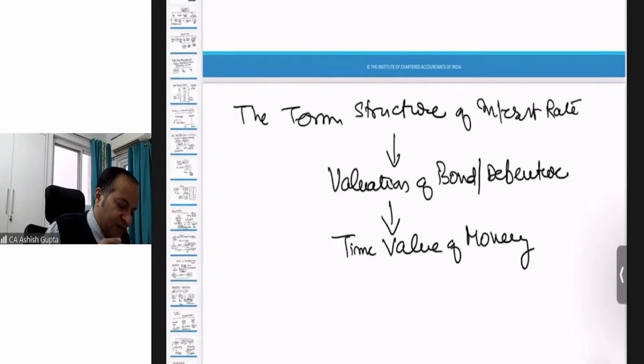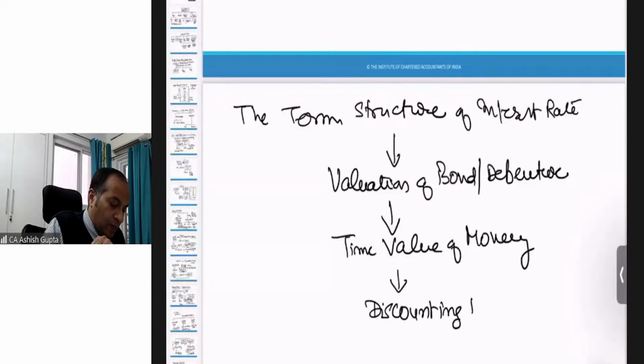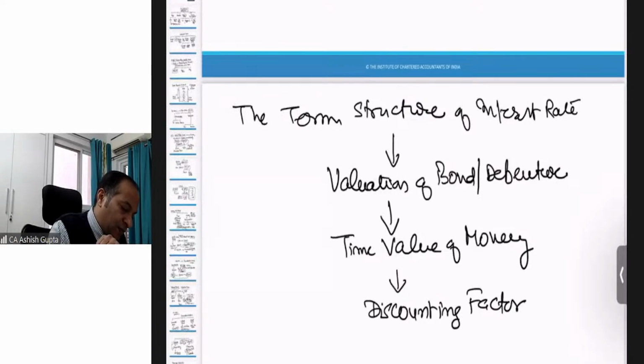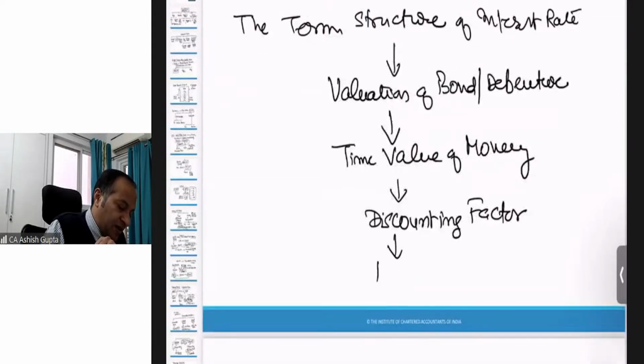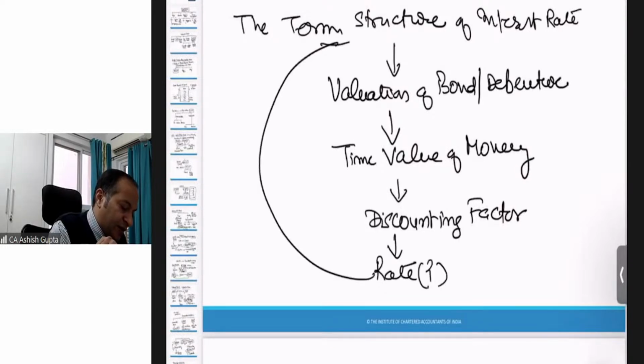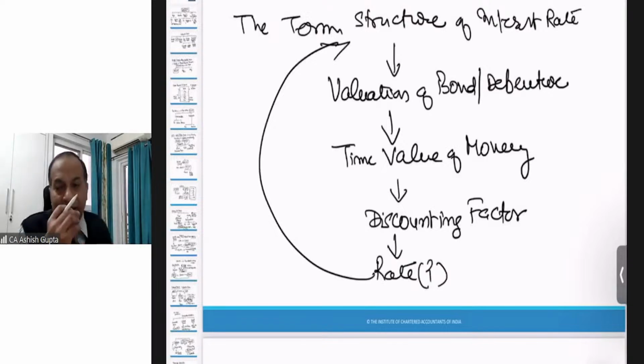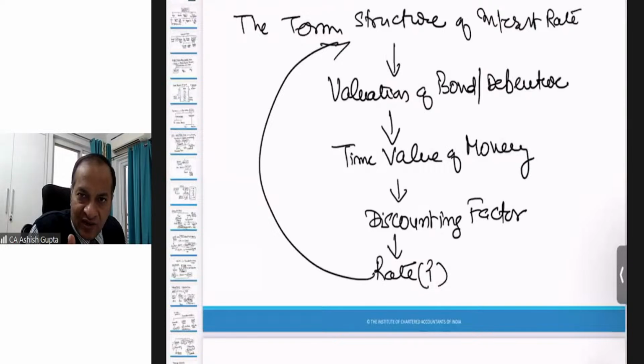Valuation of a bond is basically related to the time value of money, and here it is based on the discounting factor. For the discounting factor, we need some rate, and this rate is provided by the term structure. Now, what happens when we talk about bond valuation? Whenever we see the question, we say the investor expects this much return.